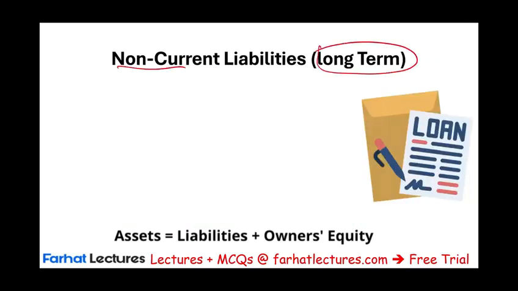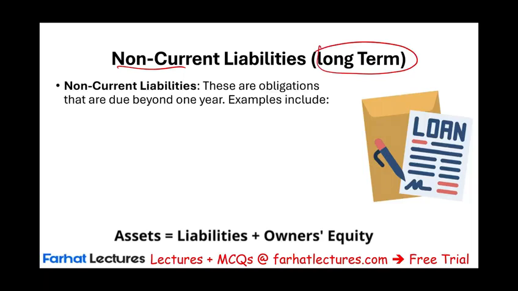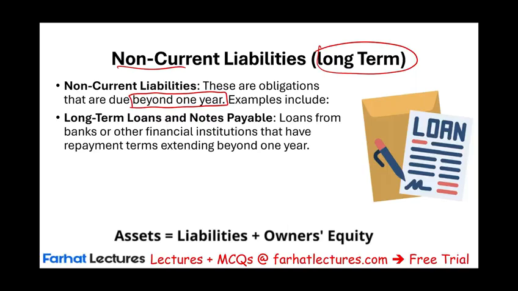Non-current are long-term liabilities. Those are liabilities that are due beyond 1 year. In other words, you owe the money, but you don't have to pay the whole thing within 1 year. You have longer than a year. A typical example of it is long-term loans and notes payable. Remember, we have loans, we have short-term loans. We looked at it on the prior slides. Or you could have a loan, and that loan is for 5 years, for 3 years, for 7 years, for 30 years. It goes beyond 1 year. It's a loan, but it's a long-term loan or long-term notes payable.